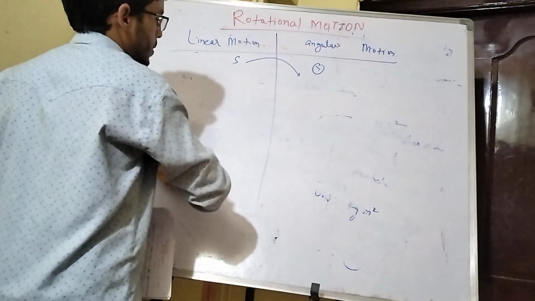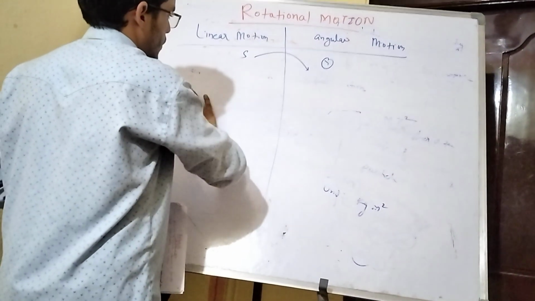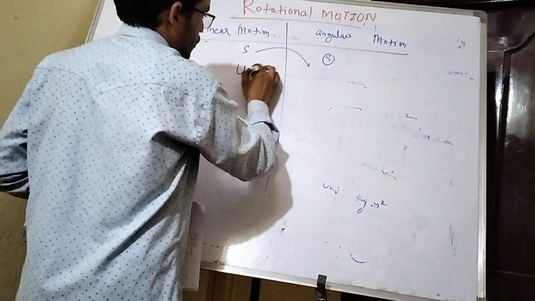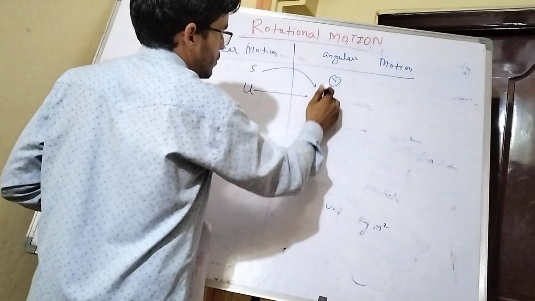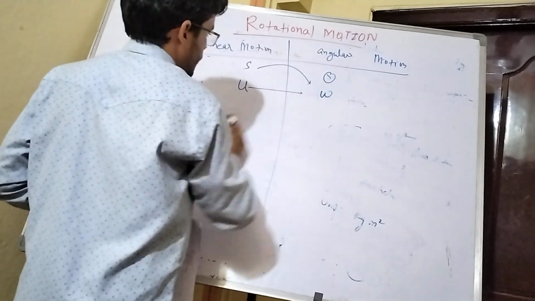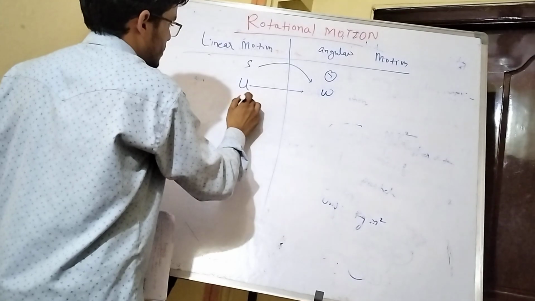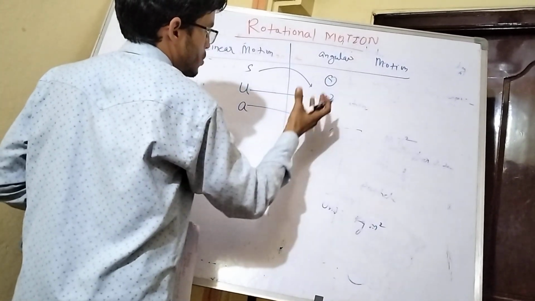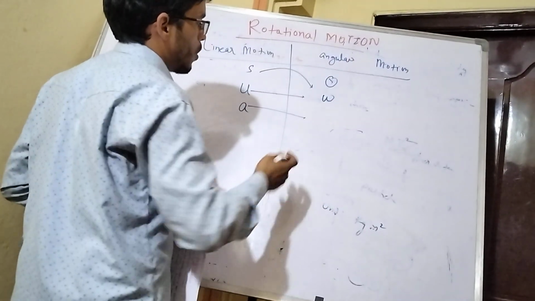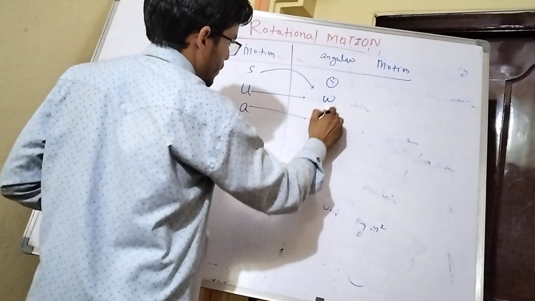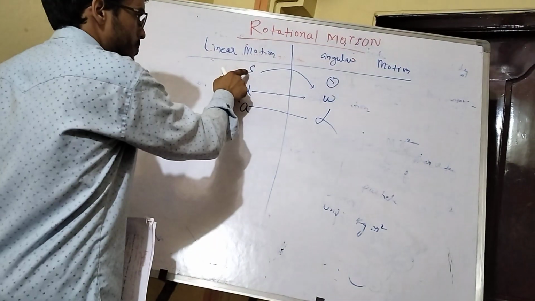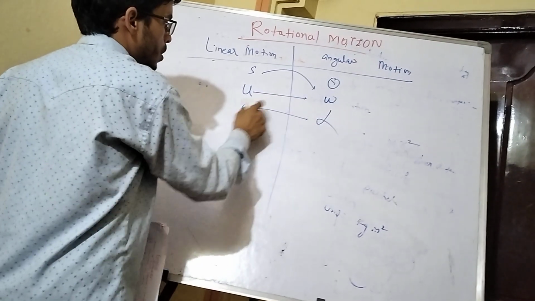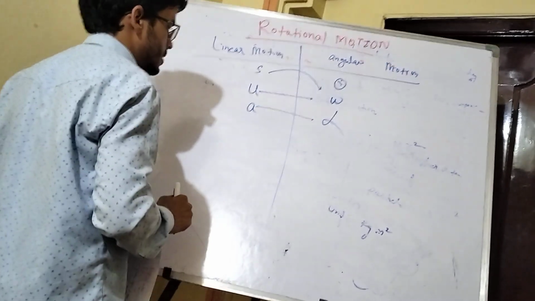Suppose your particle is moving in linear motion, and suppose your particle has velocity u in this linear motion. So what will be the velocity in angular motion? It will be omega, right? And suppose your particle is moving and the acceleration is a. This acceleration is in linear motion. So what is the notation, the sign of acceleration in angular motion? This will be alpha, right? So the analogy of displacement is theta, analogy of u is omega, analogy of acceleration is alpha, right?